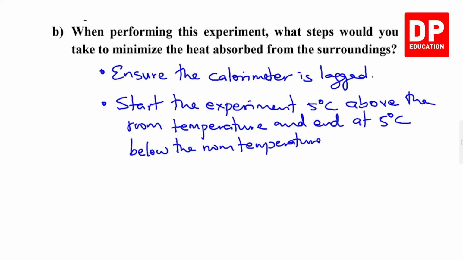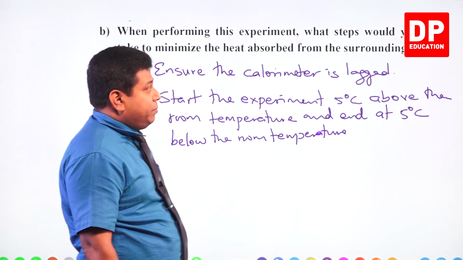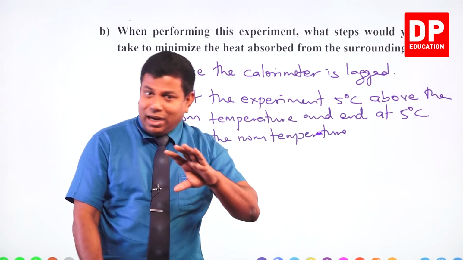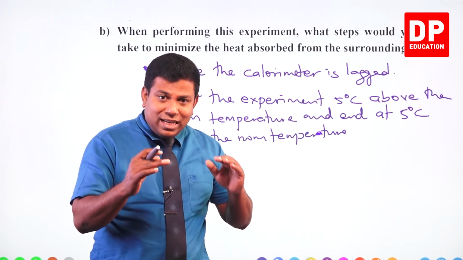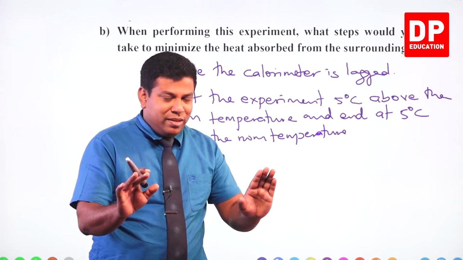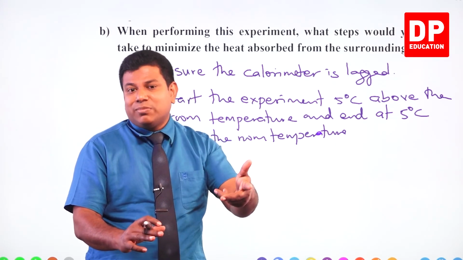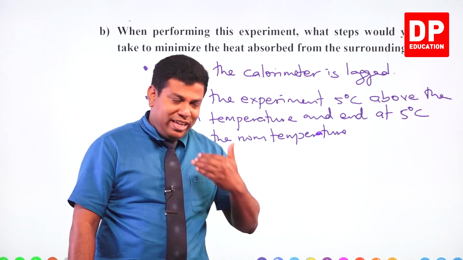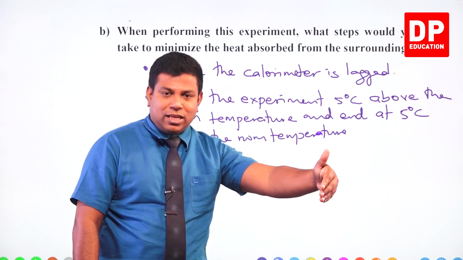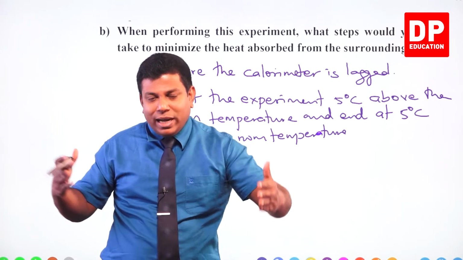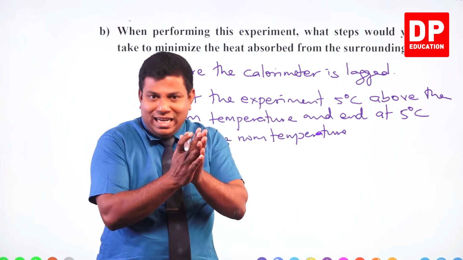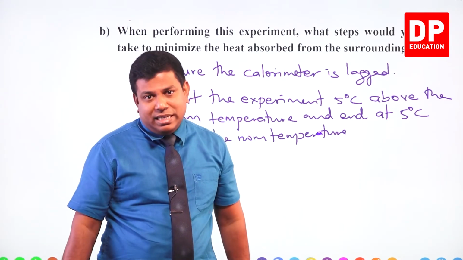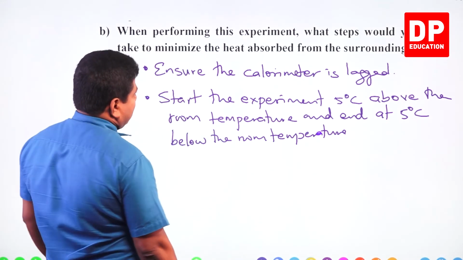Actually, this question is to minimize the heat absorbed from surroundings. This second measure they have given in the answer, but understand that measure doesn't minimize the transfer. Maybe you can say the net transfer is minimized, okay, or else we can say it compensates the transfer. We lose some heat to the surrounding, we get some heat from the surrounding, it compensates each other. So ideally we should say the net transfer to the environment is minimized, right? Net transfer.